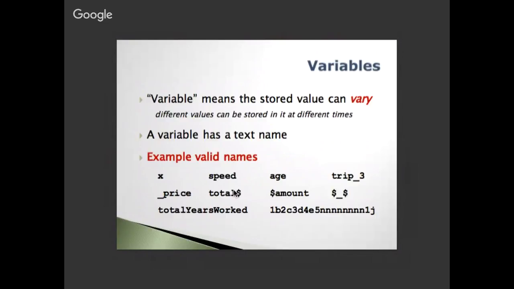Variables means the stored value can vary, and different values can be stored at different times. So a variable has a text name. Make sure it's a meaningful name. Example valid names: x, speed, age, trip3, price, total, amount. I wouldn't recommend $_, but that is a valid one.